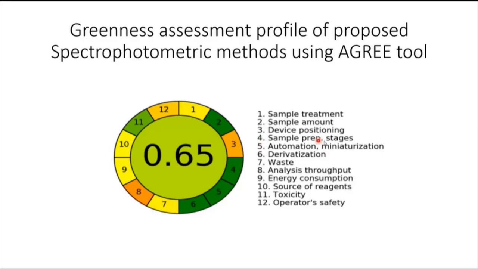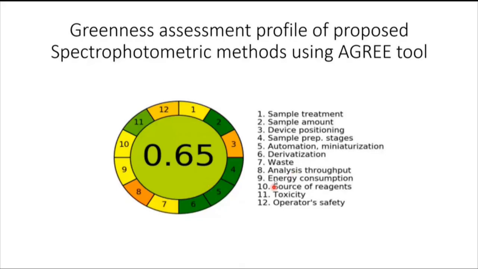And the fourth one is sample preparation and stages, very small amounts of samples were used, so it is green. And automation and miniaturization, here there is nothing like directly taking a sample from the field, it was all done within the lab itself, so it is also green. And derivatization is not there, just the extraction. And then waste, we are not doing any waste recycling process, so it is yellow. And analysis throughput, it is not a highly speedy analytical technique, so it is not completely green, it is between yellow and green, like orange.